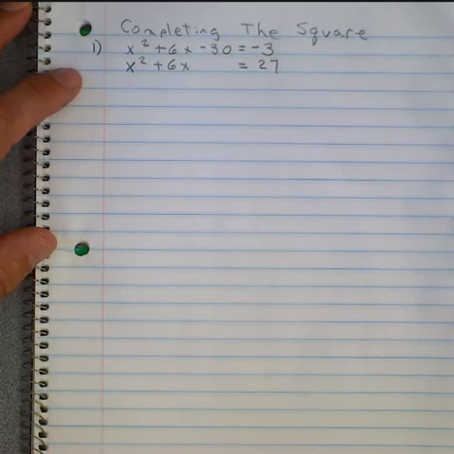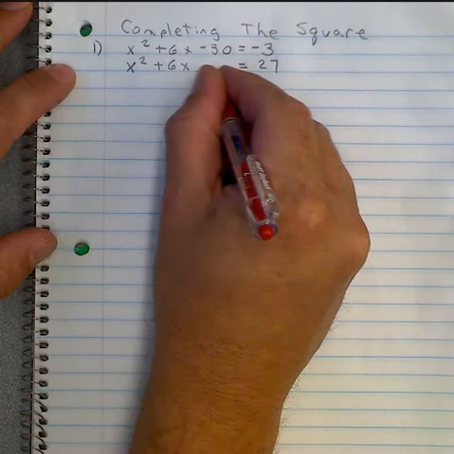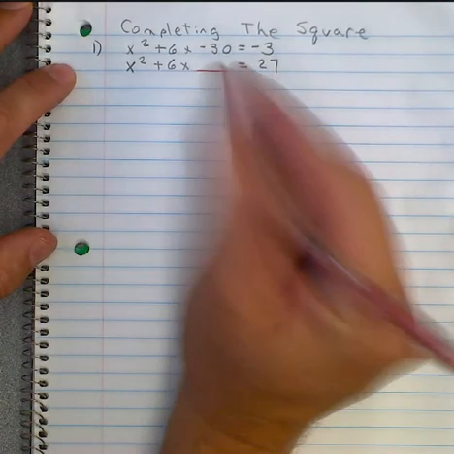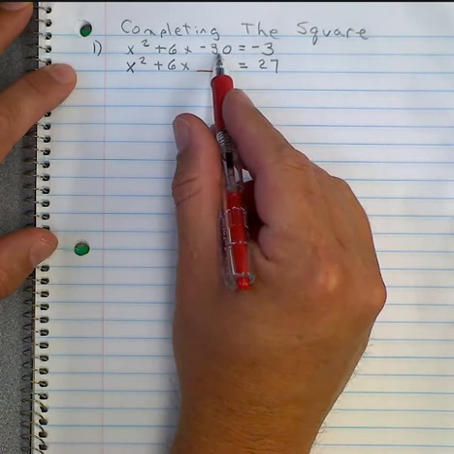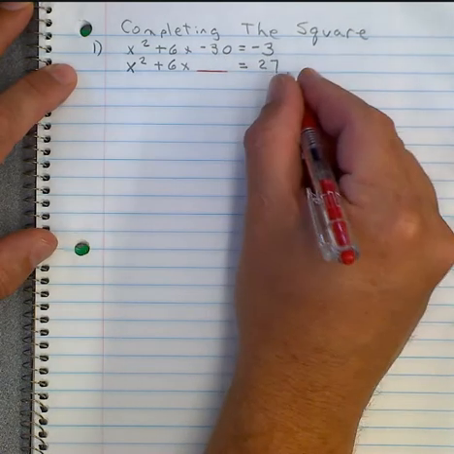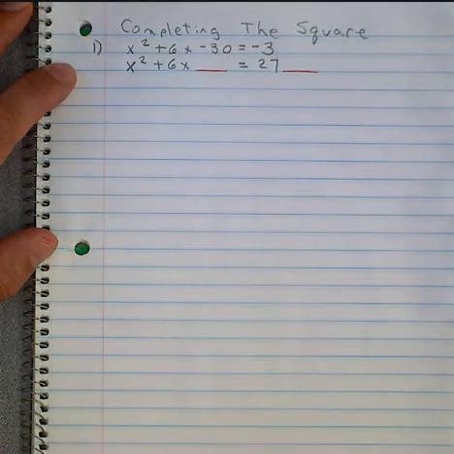In completing the square, what we do is we force this problem right here to become factorable by adding on a number. When we add on a number here, just like we did when we added 30 to both sides, we'll have to add on that number here. And the question is just really, what do we add in?